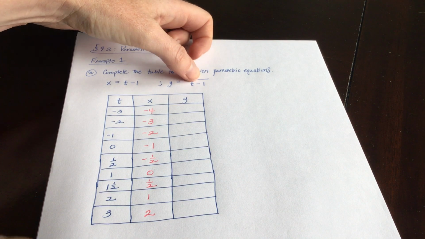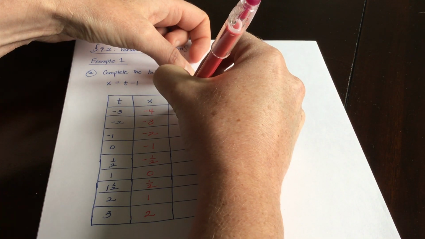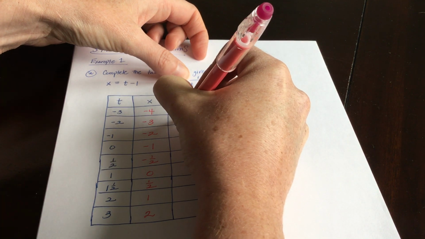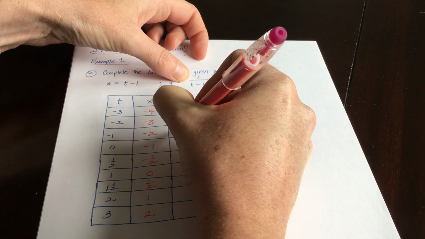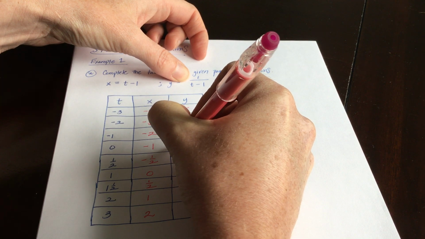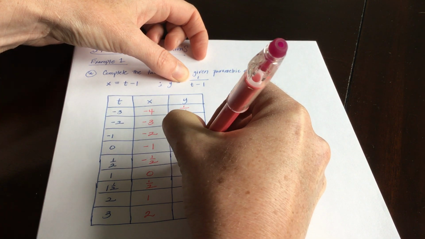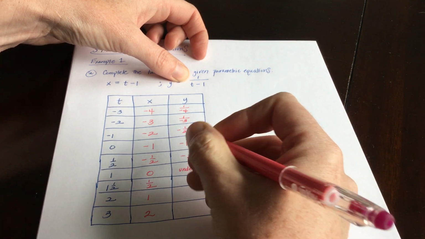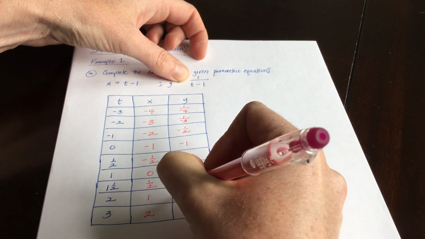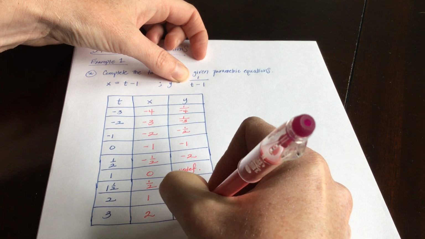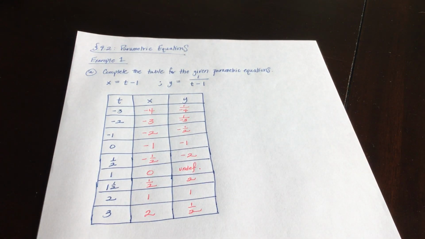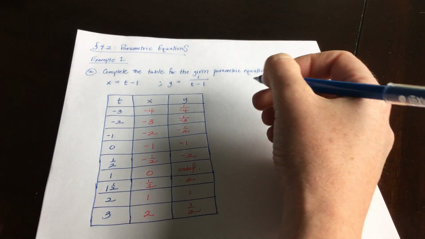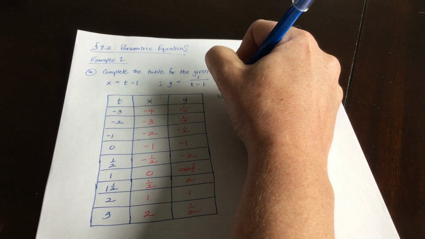Okay. Now for the y value based on our parameter value. So if t is -3, we'd end up with 1 over -4, t being -2, etc. There we go. Okay. Now that we're done with that one, let's move on to part B.